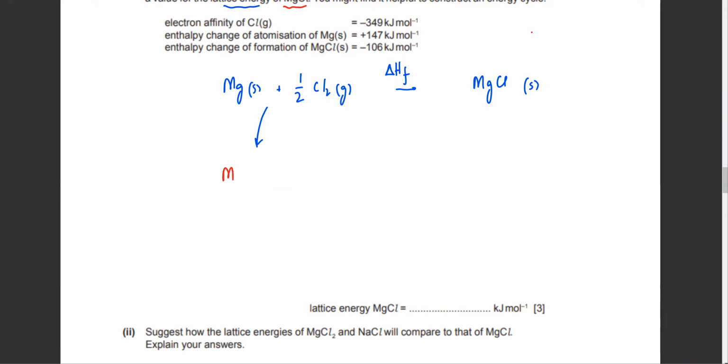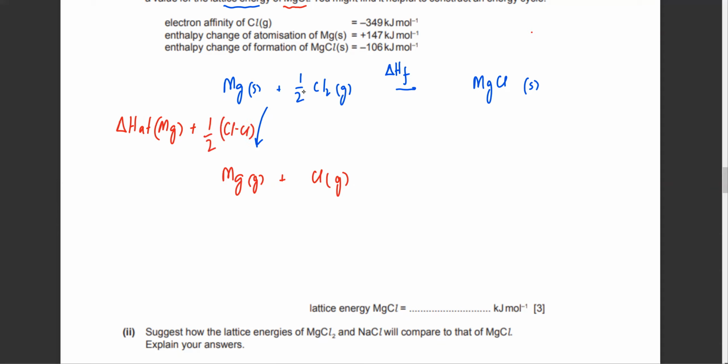So it's going to be Mg turning into gaseous Mg plus Cl also turning into a gaseous substance. So I've done that in one step. So it's basically enthalpy of atomization of Mg plus I would have to break the Cl-Cl bond, but half of them. So it would be half of the Cl-Cl bond energy. So I did it in one step.